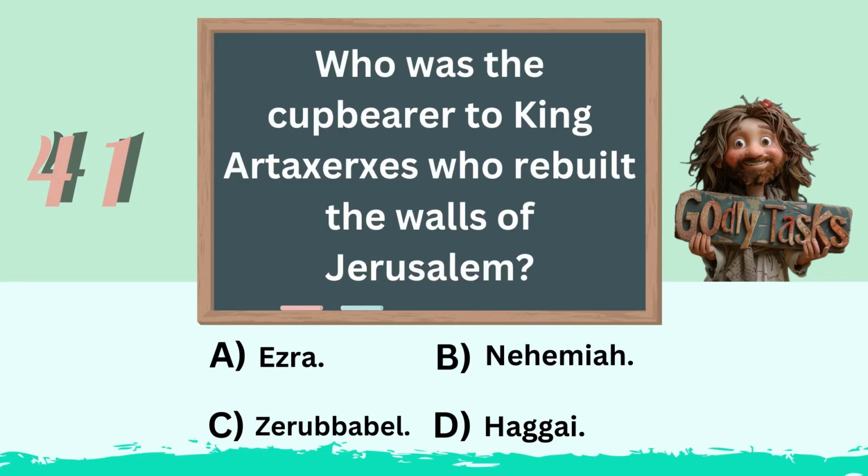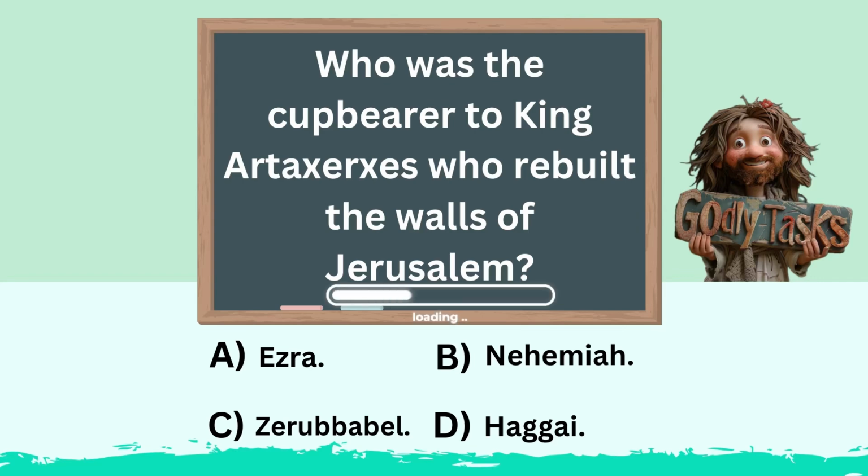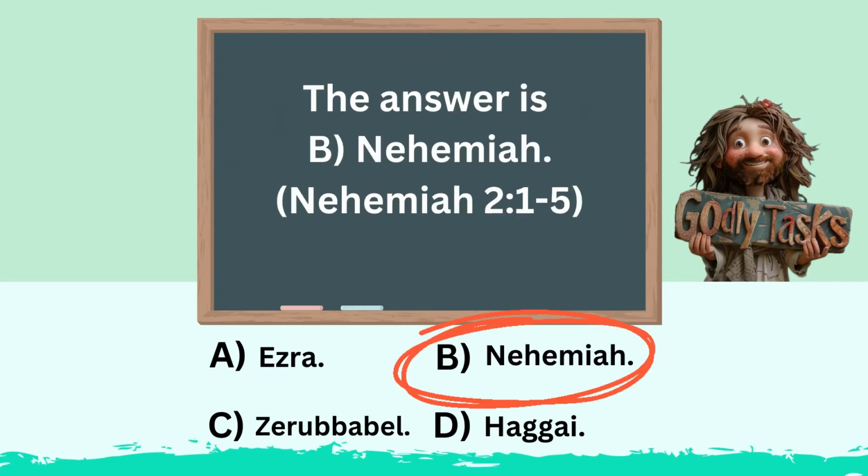Question 41. Who was the cupbearer to King Artaxerxes who rebuilt the walls of Jerusalem? A. Ezra. B. Nehemiah. C. Zerubbabel. D. Haggai. The answer is B. Nehemiah, Nehemiah 2:1-5.